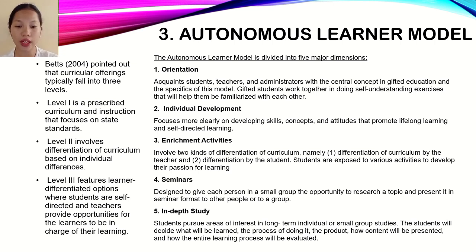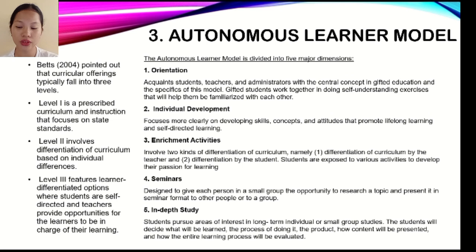So, autonomous learner model, from the word autonomy. In the autonomous learner model, learners are in charge of their process of learning. So the autonomous learner model is divided into 5 major dimensions. The first one is orientation.